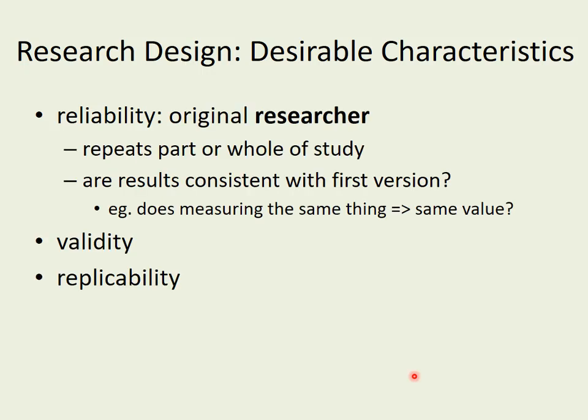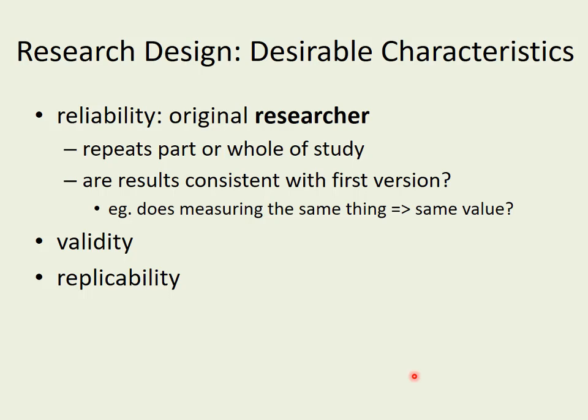Reliability is when the original researcher, so that's you doing your research or a team, were to repeat part of the study or the whole thing, would the results be consistent with the first version? In other words, if you assume with research you're trying to measure something about the truth about the world or the validity of a theory, if you measure the same thing again, you get the same value. It could be just going back and asking someone the same question in the evening as you did in the morning, would you get the same answer?